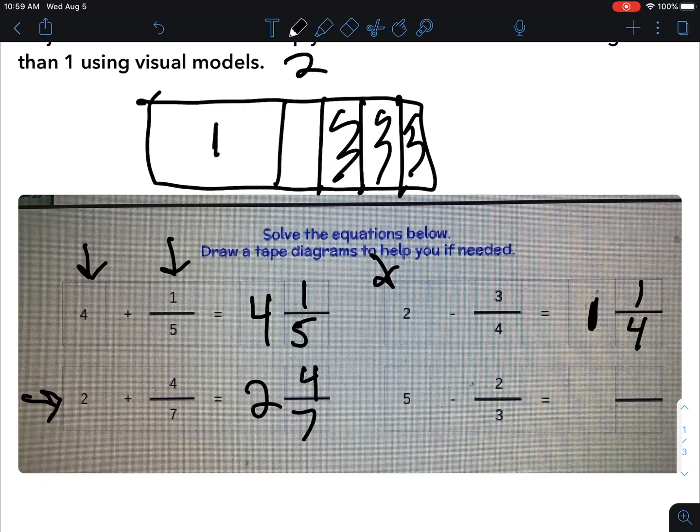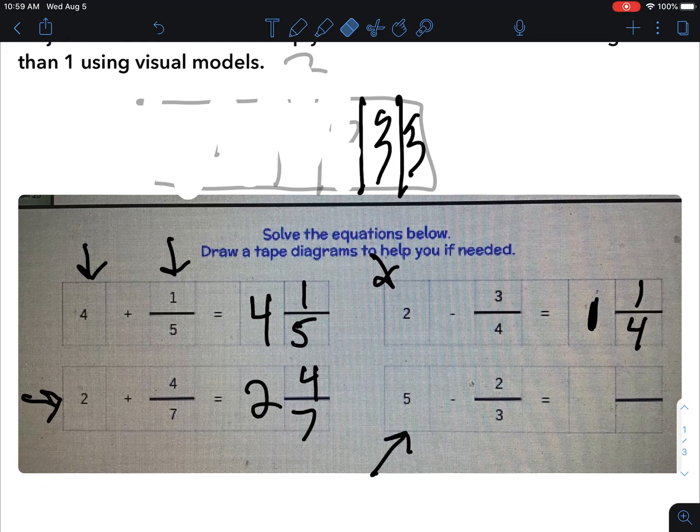Another way you can do that is, and I want to show you. Stick with this for now. So why don't you try this one? Why don't you do 5 minus 2/3? Okay. So 5 minus 2/3.